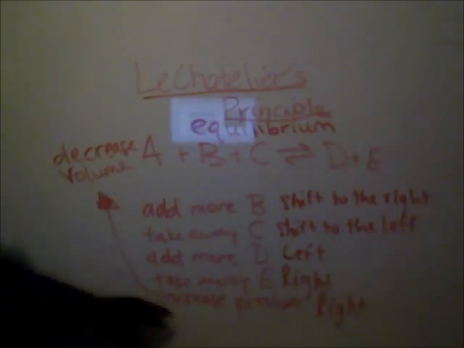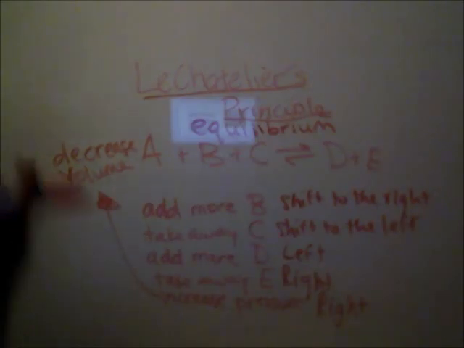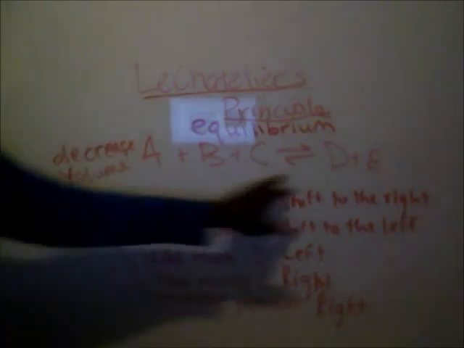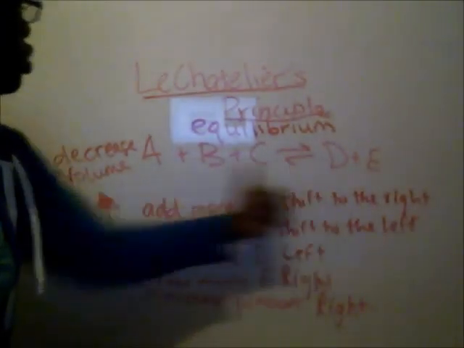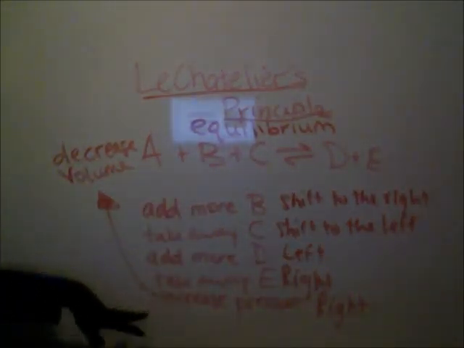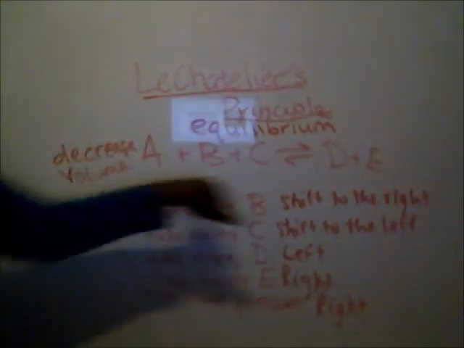The opposite is true. If we were to decrease the pressure, that means we're increasing the volume. That means we have more space. So if we have more space, we want to fill up that space as quickly as possible. We want to shift to the left. So if we have a decrease in pressure, that means an increase in volume. We would shift to the side that has more particles.